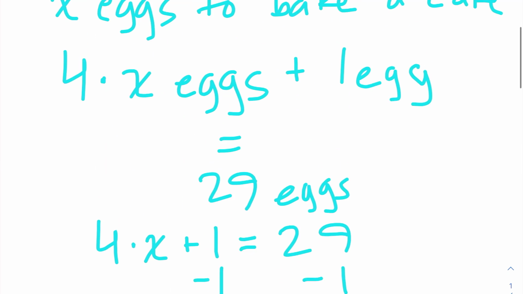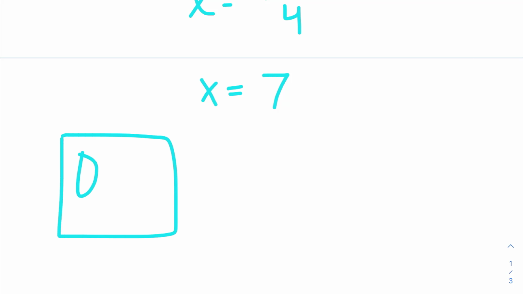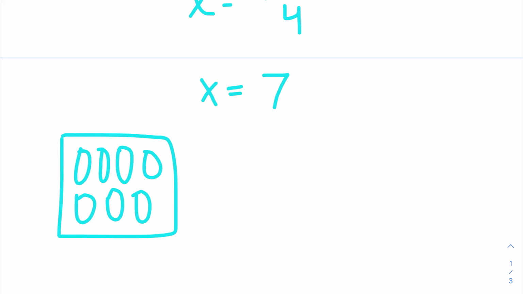So remember how I said X is basically the unknown number? It could be considered a box with a whole bunch of eggs in it, but we don't know how many. Well, now we know how many. We know it has 7 eggs inside of it. So our answer must be 7.